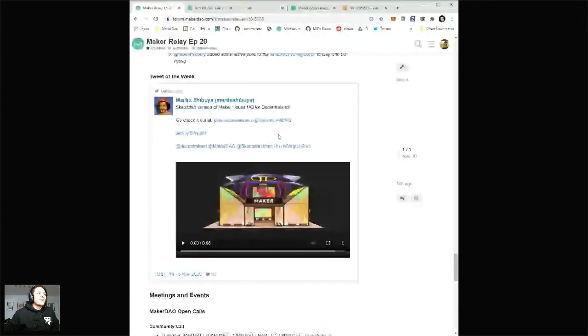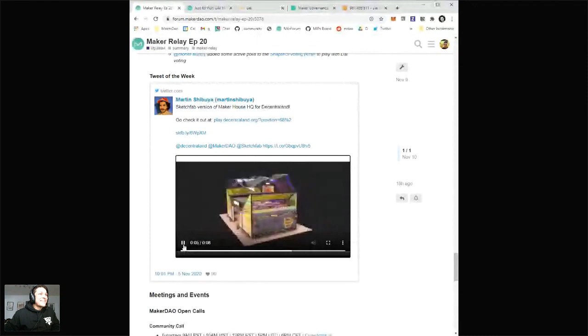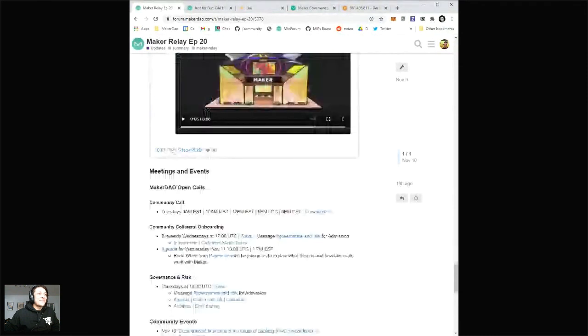The tweet of the week, Sketchfab version of the Maker HQ in Decentraland. It's pretty sweet. Yeah, a lot of interesting things happening.